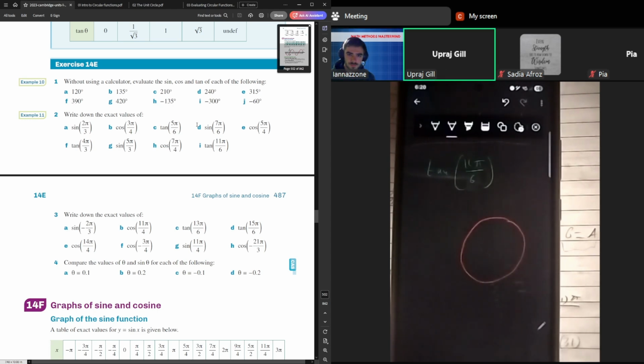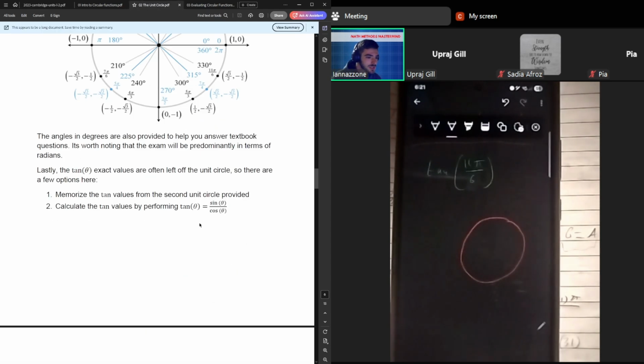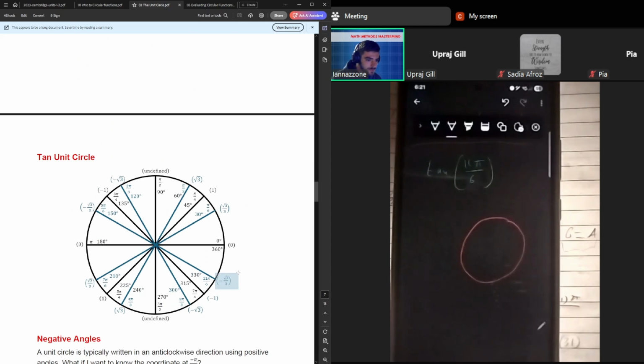Is it negative? Hold on. Is it just negative root 3? Negative root 3, I believe, would be the pi over 3 version. When you got that answer, was that a memory thing, or are you doing sine divided by cos? I think I tried to find the coordinate fully and then divide it, but maybe I got the wrong coordinate. I'm not sure. Yeah, I'll double check just to make sure I didn't brain fart there. No, so it should be negative root 3 on 3.